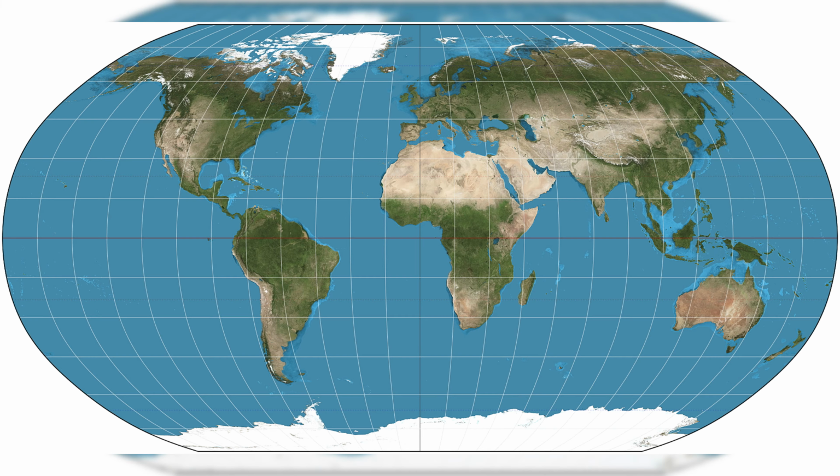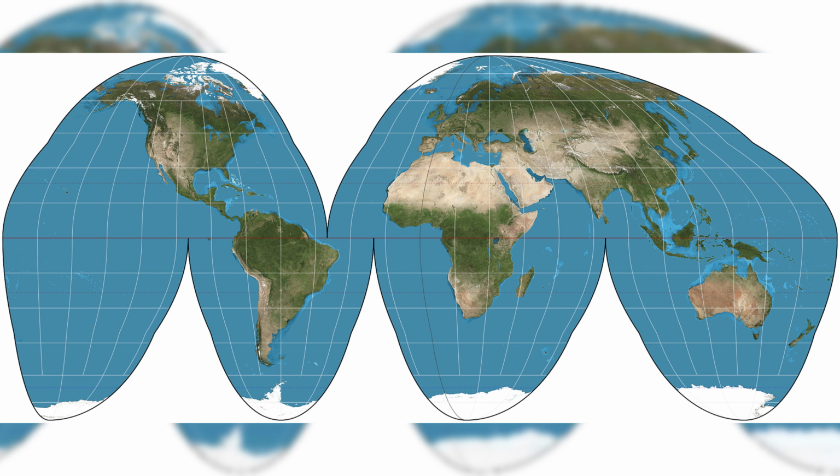Then there's the Robinson projection, which tries to strike a balance between shape and area. It doesn't preserve any of the properties perfectly, but it looks nice and smooth. You've probably seen it in classrooms and atlases. It's the one with slightly curved edges. There's also the Goode's Homolosine projection, which breaks up the oceans to keep continents more accurate, and the Dymaxion map by Buckminster Fuller, which unfolds Earth into a 20-sided shape, so nothing is stretched or squished too much. It's strange looking, but actually pretty clever.